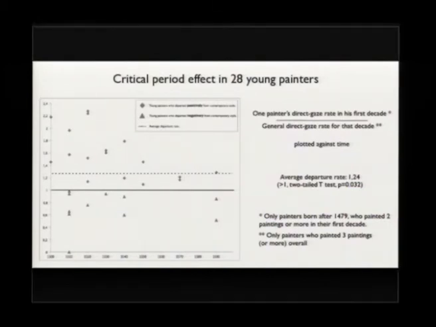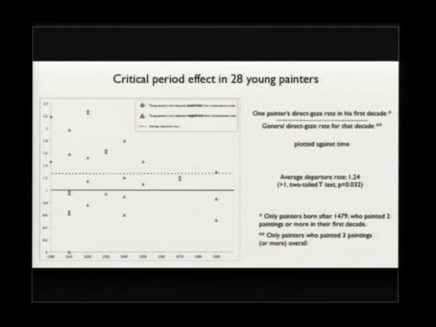Each one of those dots is a painter, and it's plotted against his first decade, the first decade for which we have a recorded portrait by that painter. And then I plotted the proportion of direct gaze portraits in that painter's first decade against the general direct gaze rate for that decade, so the general average for the population at that decade. And this is all plotted against time.